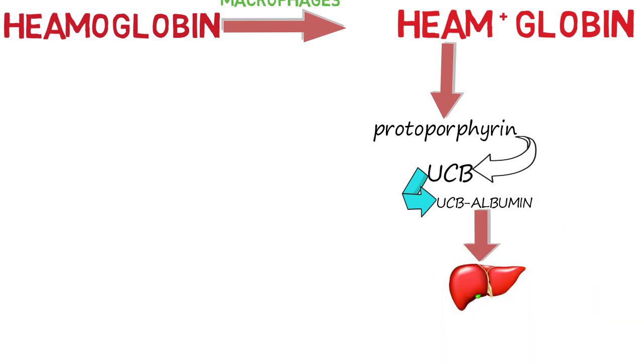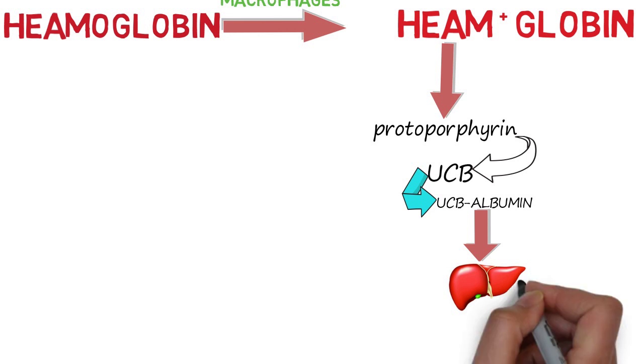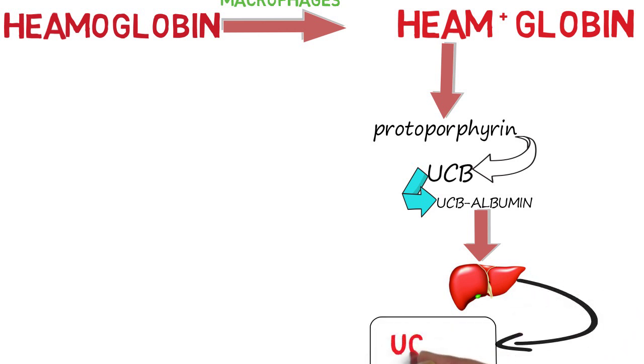Now let's see what happens in the liver. Guys, in the hepatocytes, we have an enzyme called UGT, or the uridine glucuronosyl transferase, which converts the unconjugated bilirubin into conjugated bilirubin. Please note that unconjugated bilirubin is lipid soluble, so it can never appear in the urine, while the conjugated bilirubin is water soluble, and if it is present in the blood, it will definitely be present in the urine, because the kidneys always excrete the substances which are water soluble.